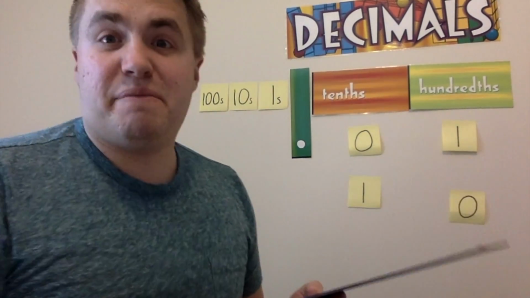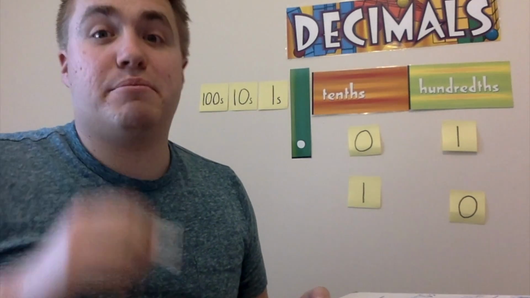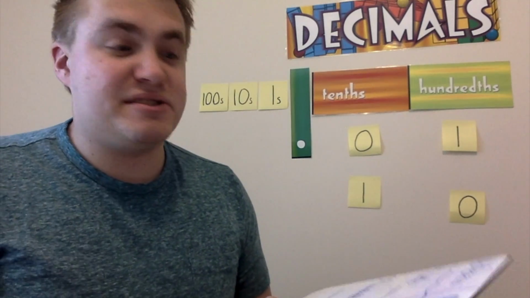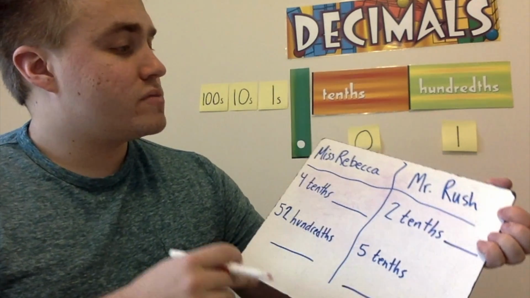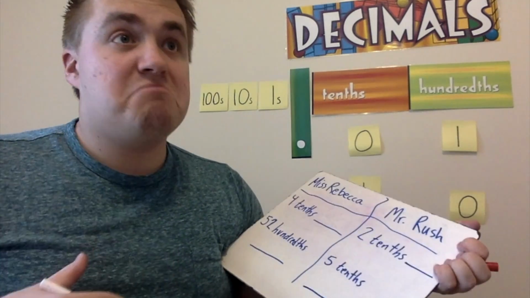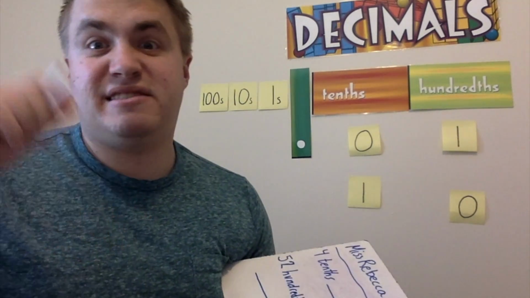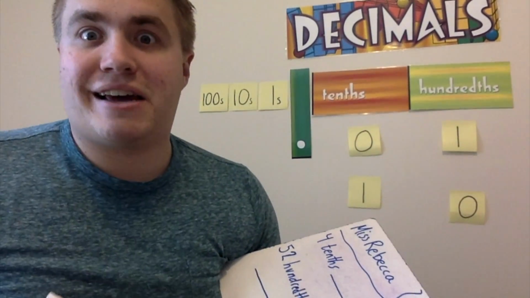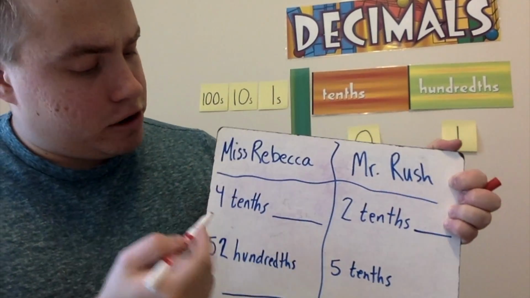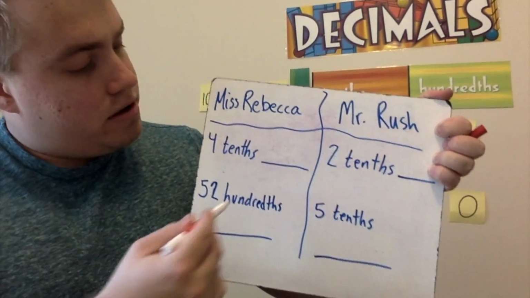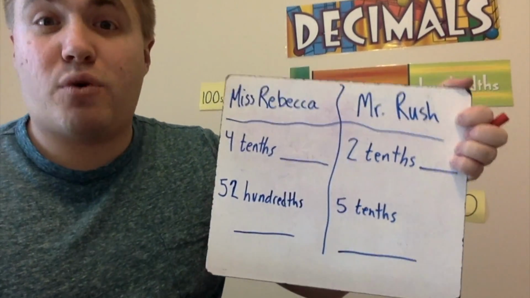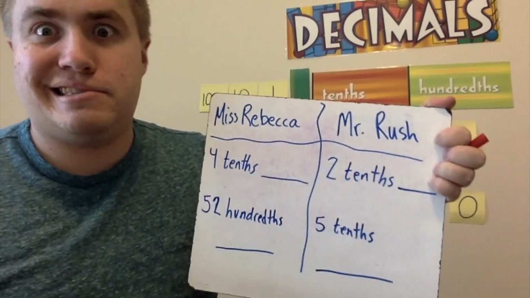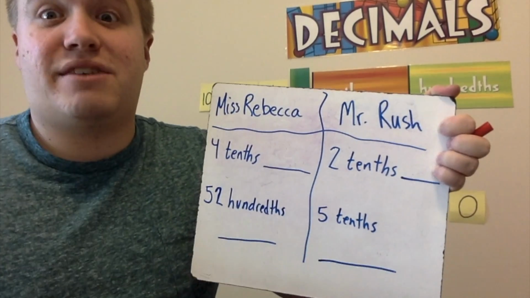And I've been logging how long we've been able to run before we need a drink of water, all right? It's been different for Miss Rebecca and for myself. I know that every time we run, and then every time we stop for a drink of water, I stop and I log how far we ran before we needed a drink of water. And it's been different, again, like I said, for Miss Rebecca than for myself. So right here, this is the first time I logged. The first time we ran, Miss Rebecca ran 4 tenths of our distance before she needed a drink of water. Meanwhile, Mr. Rush only ran 2 tenths of our distance before he needed a drink of water.